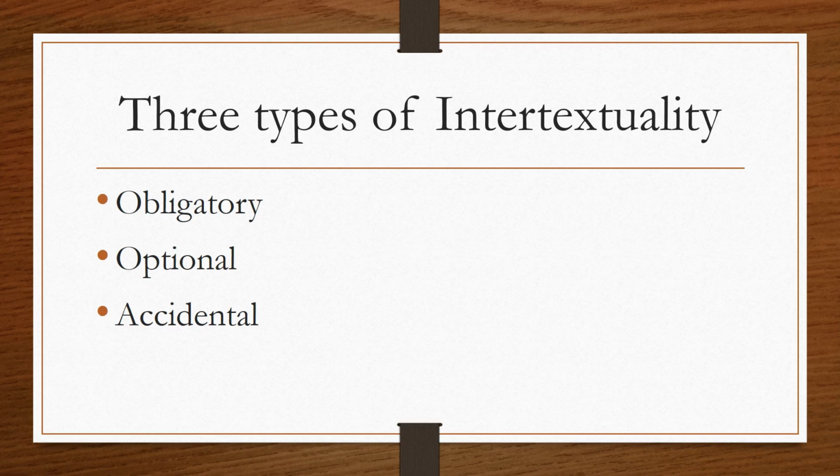So that can be considered to be an optional intertextuality, because it is not mandatory for a reader to make that intertextual connection. And the last one is accidental, which by chance or all of a sudden the writer makes a connection between two texts, or between a text and a culture, or maybe his or her personal experiences. So basically, these are the three main types of intertextuality.